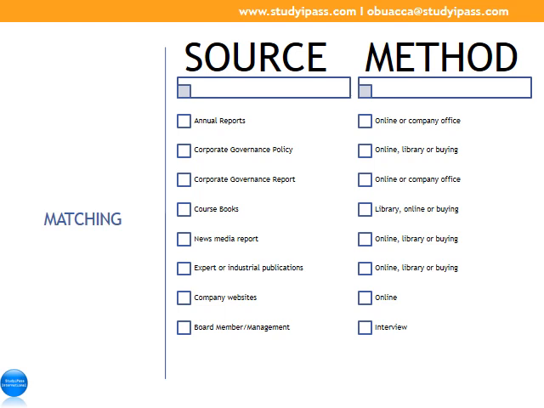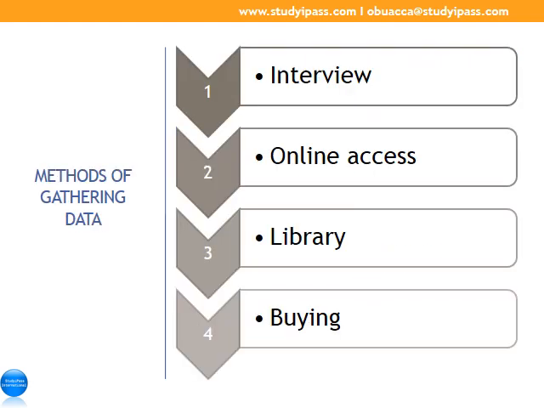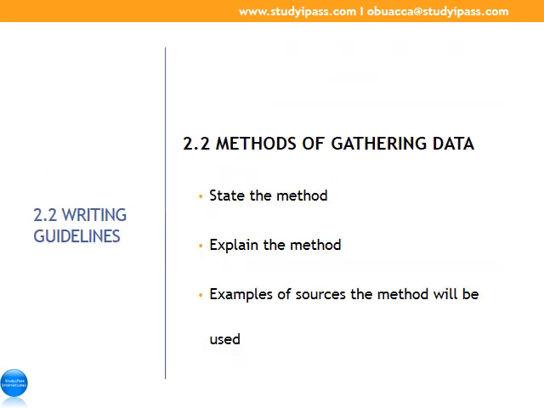By doing this, it will lead you to identifying interview, online access, library, buying as the methods of gathering data that you are likely to use to gather data from 2.1. Now that you know what to write under 2.2, let us look at how to write 2.2. So you state the title, 2.2 method of gathering data, then you state the method, explain the method, and give an example of sources the method will be used for. You follow this step for each method.